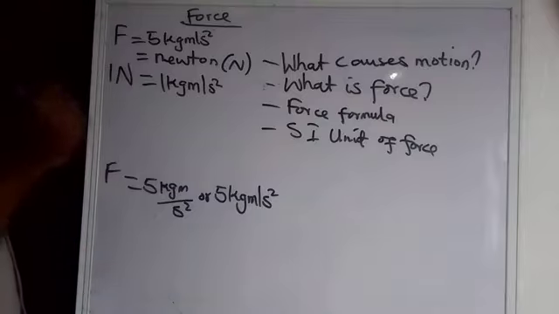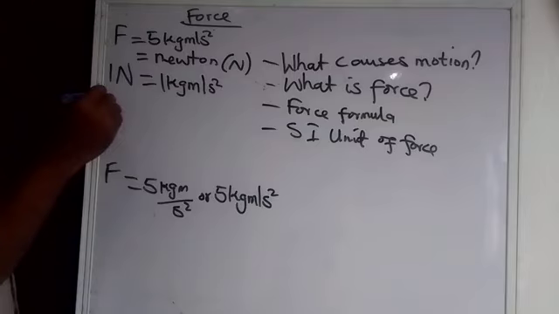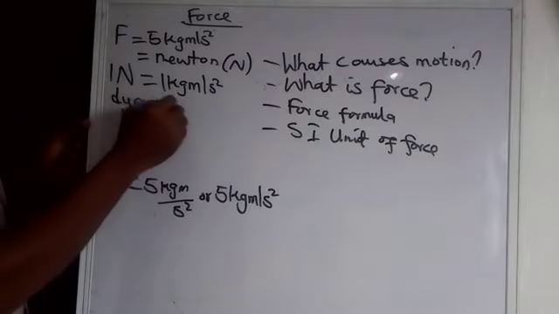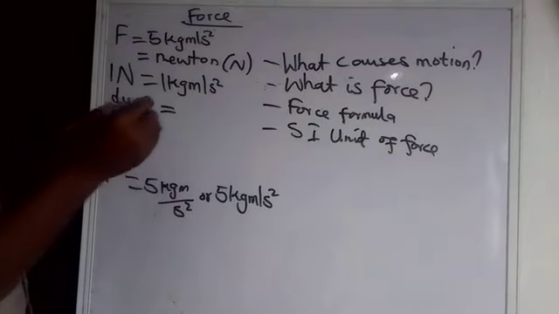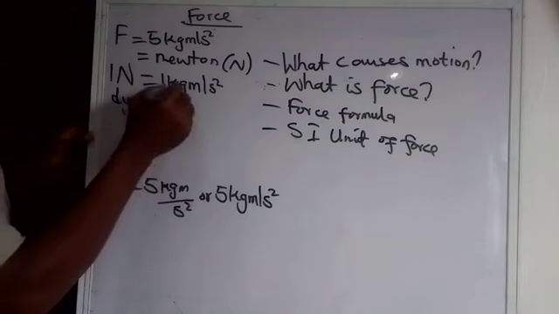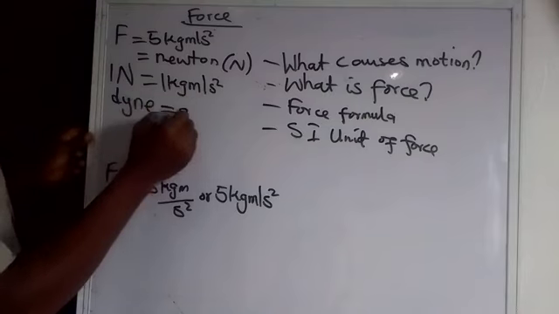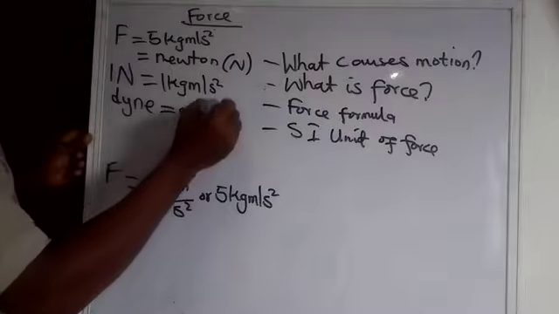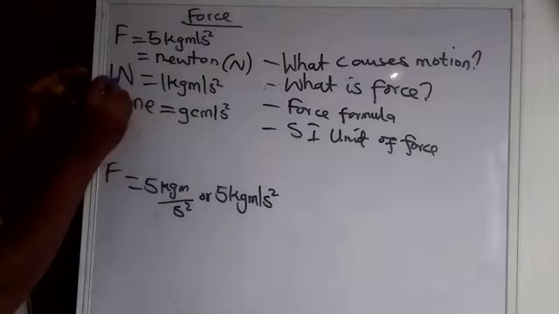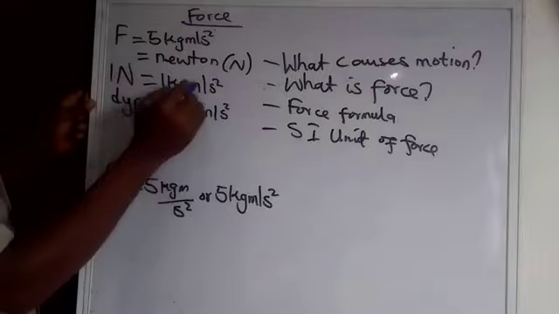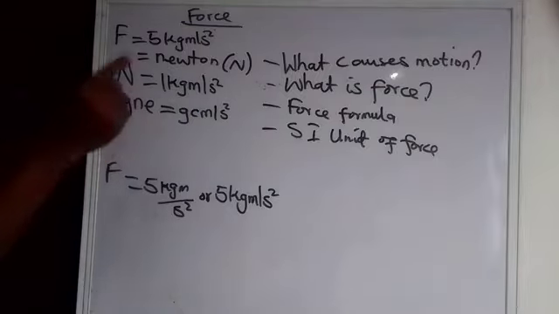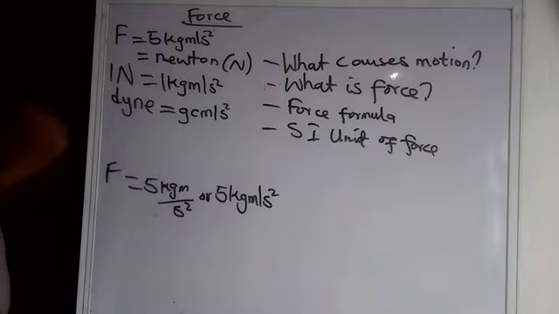There's another unit for force. I just want to remind you. It's called dyne. It's called what? Dyne. That one is the unit of force when force is expressed in, rather than kilogram, you write gram. Rather than meter, you write centimeter, then per second square. Here in Newton, it has to be kilogram meter per second square. But if it's going to be in dyne, it has to be gram centimeter per second square.